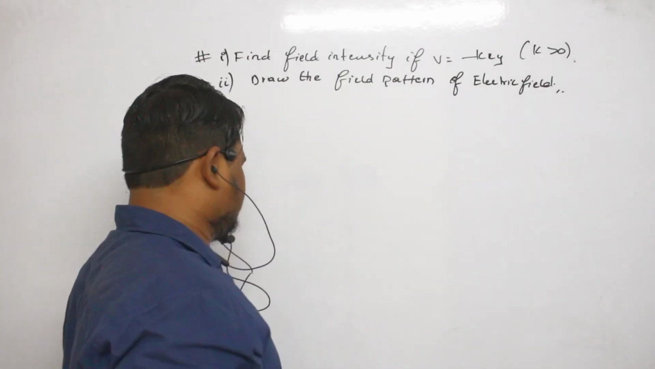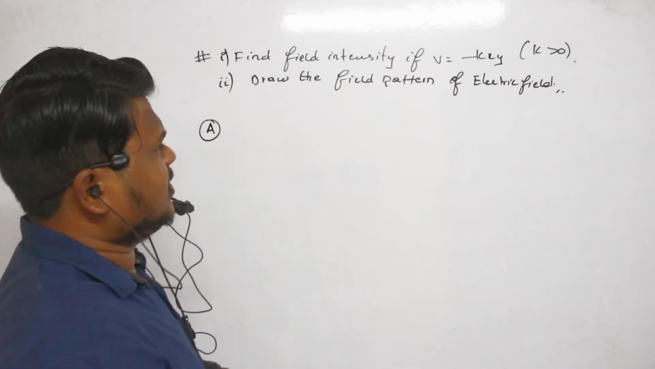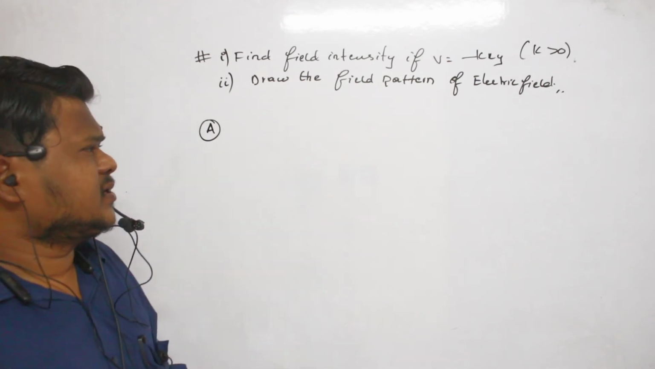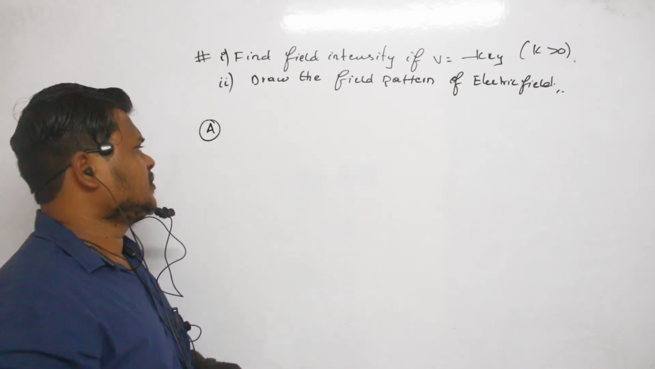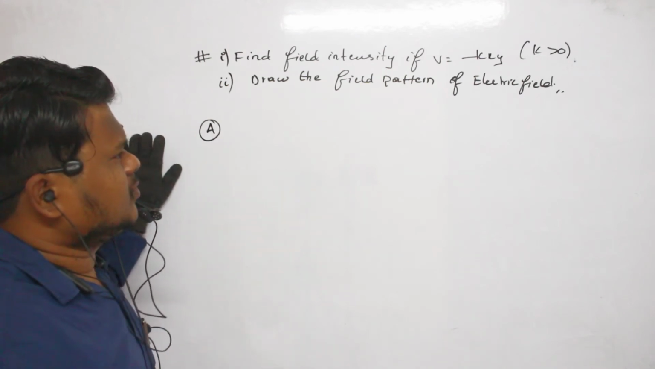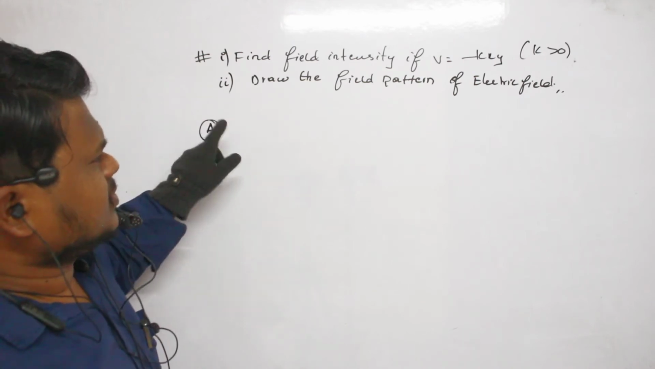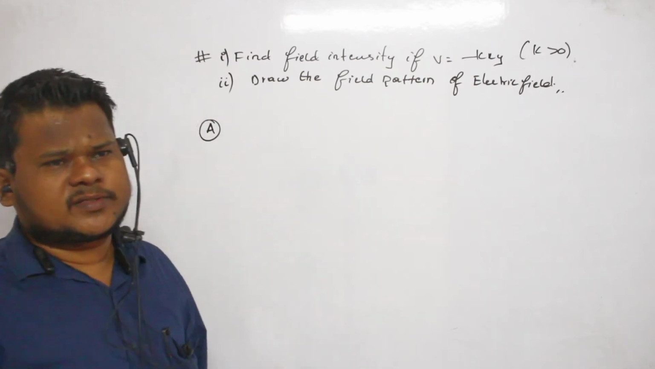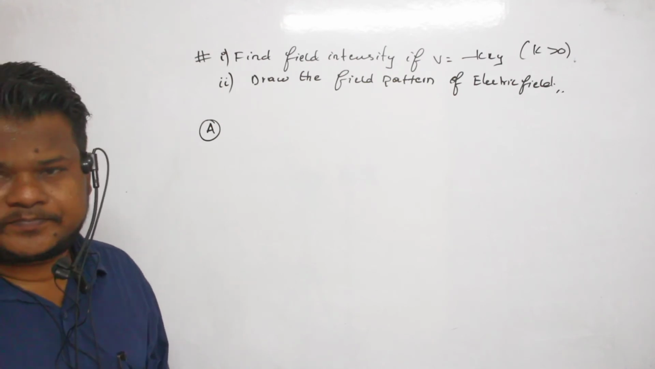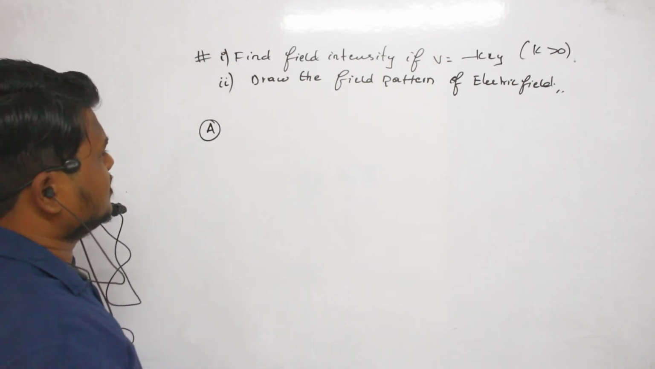Okay. So this is the given question. Find the field intensity if V is equal to minus kx into y. So the electric field intensity we have to find out. Similarly, how the electric field is changing with respect to position, that graph also we are supposed to draw. That is the meaning of the second question. So can you say how can I do it? How can I do this calculation?